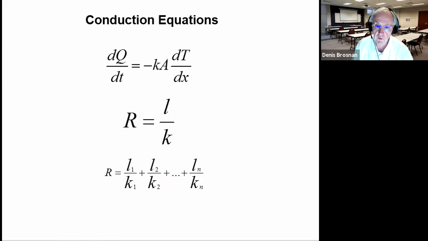So even though these differential equations look difficult, they're really not. It's just common sense. The heat per unit time is equal to a constant times the area times the temperature change over the distance change. Now there's a negative sign here because the heat is flowing from high temperature to low temperature. So we're just trying to show some directionality of flow in this situation.